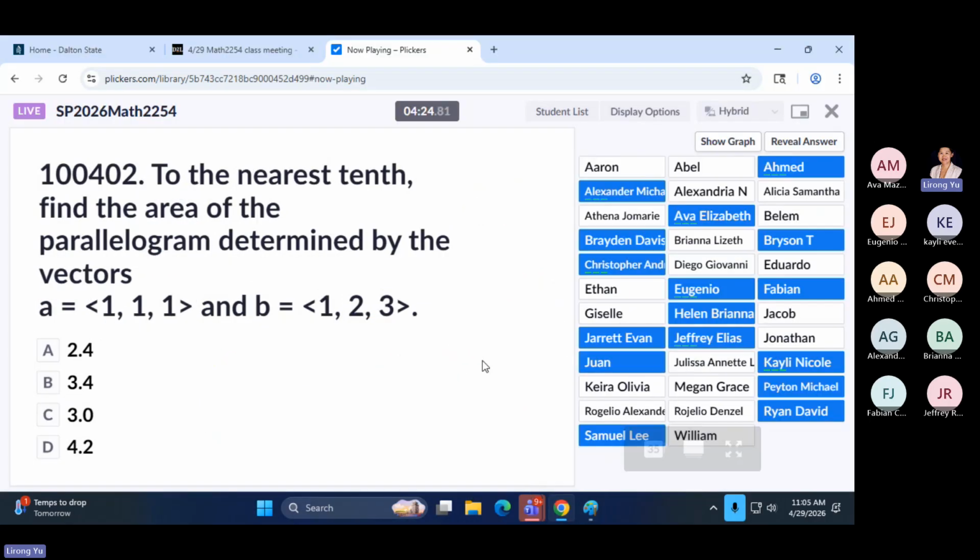Let me know if you have your answer already calculated, and it is basically the square root of 6. We find the cross product vector, and we find the magnitude.